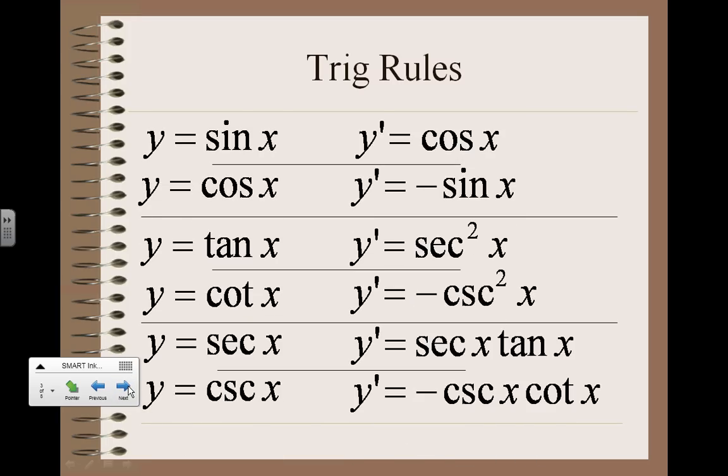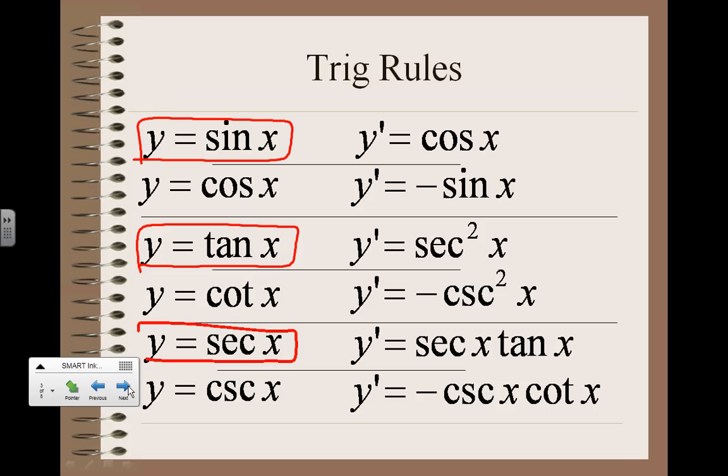Okay, and the only reason I'm here is I want you to see the patterns here. So sine, the derivative of sine is cosine. The derivative of cosine is negative sine. What I'd like you to do is focus on the main one without the co first. Okay, and so sine, cosine.